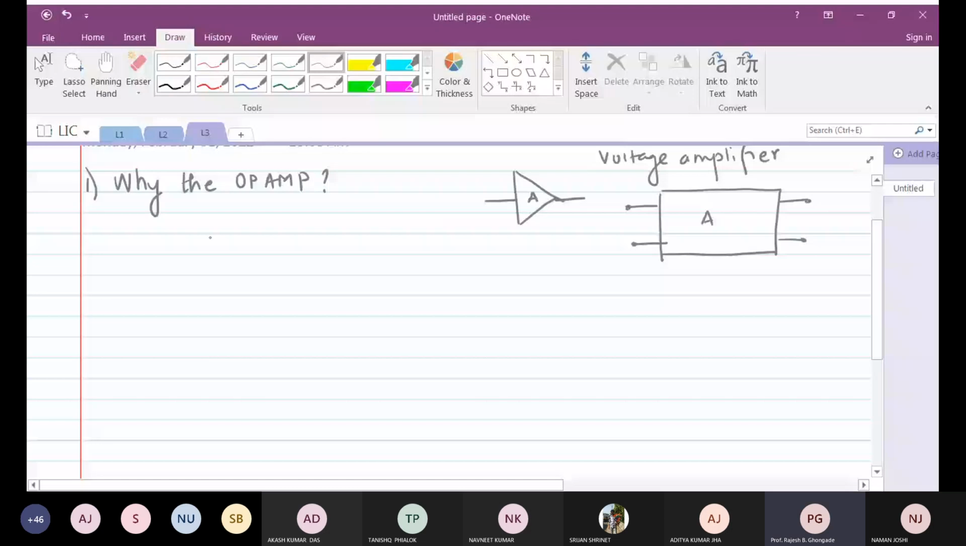Now, basically, if you remember the design of a single stage voltage amplifier, why can't you use the single stage common emitter voltage amplifier as a building block? This is our basic question here.